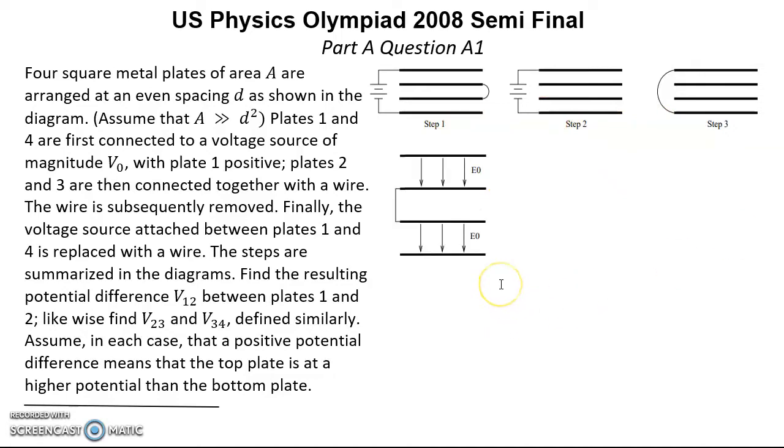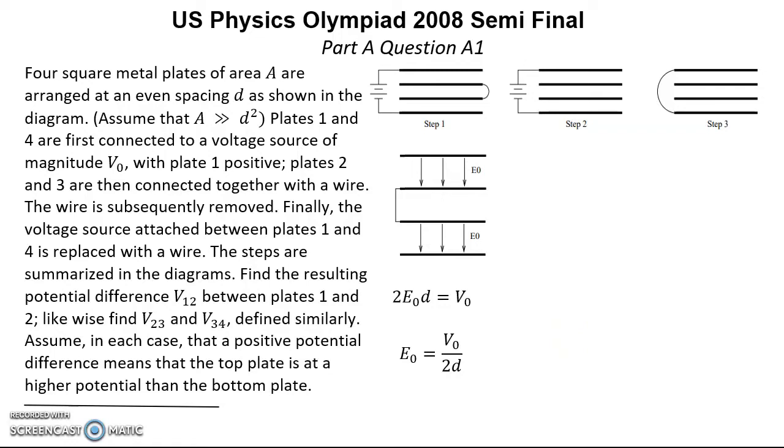So we have this diagram where here we have electric field E0, and here we have electric field E0. Now we can find what this electric field is. We have this equation: we multiply the electric field by the distance, that's 2d, and that will be voltage V0. This is how to find E0.